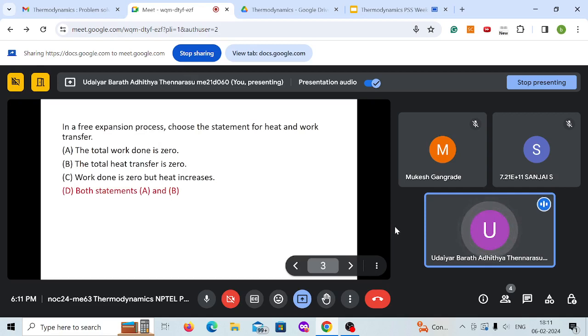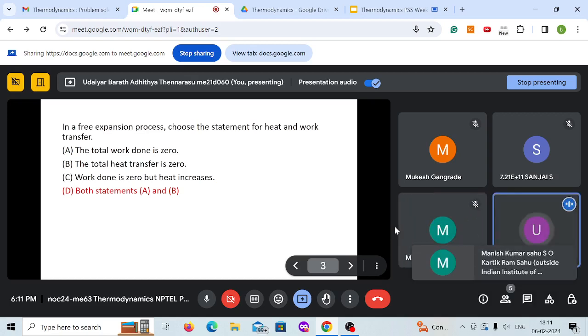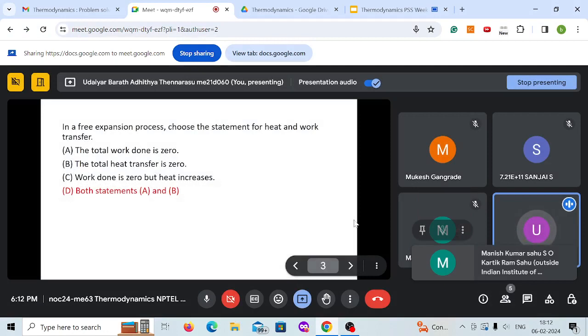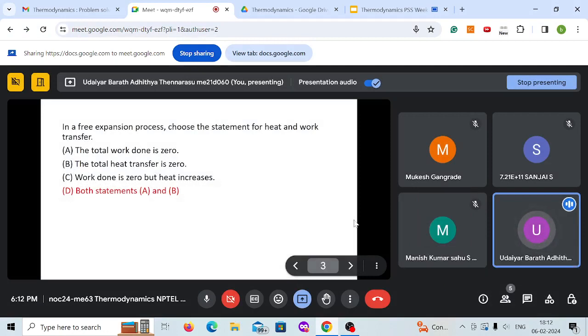So the answer is option A and B. Here there is no heat transfer happening because it's just the expansion process, and you are not adding any heat or taking away any heat. So heat transfer will be 0. And second case, the work done is 0.